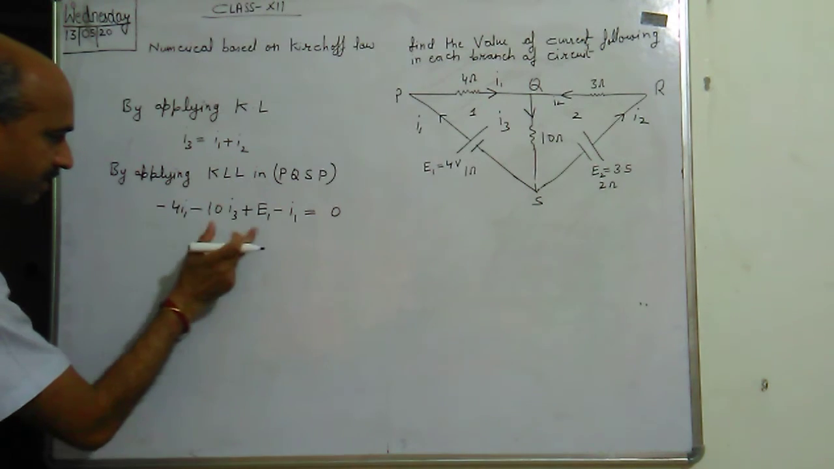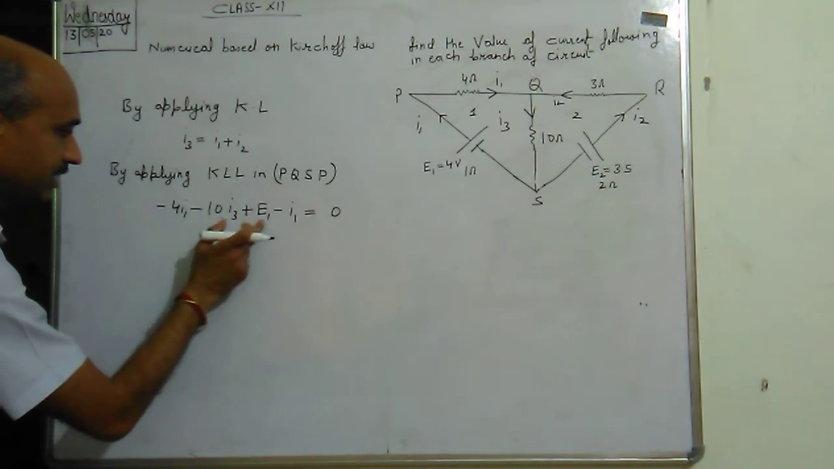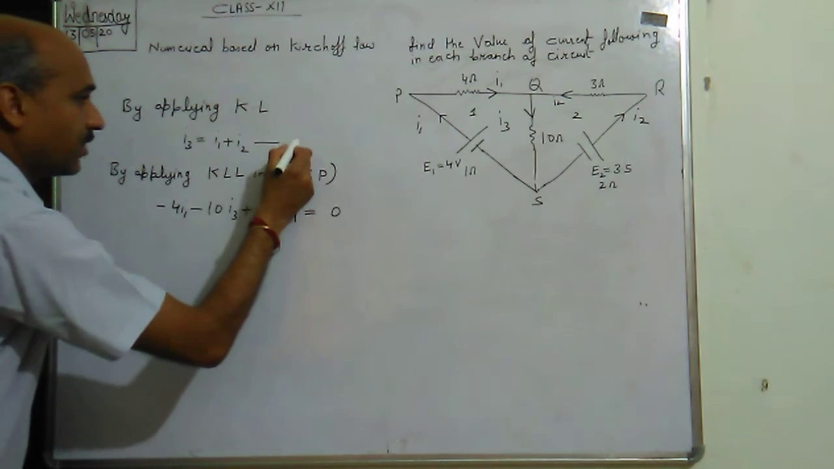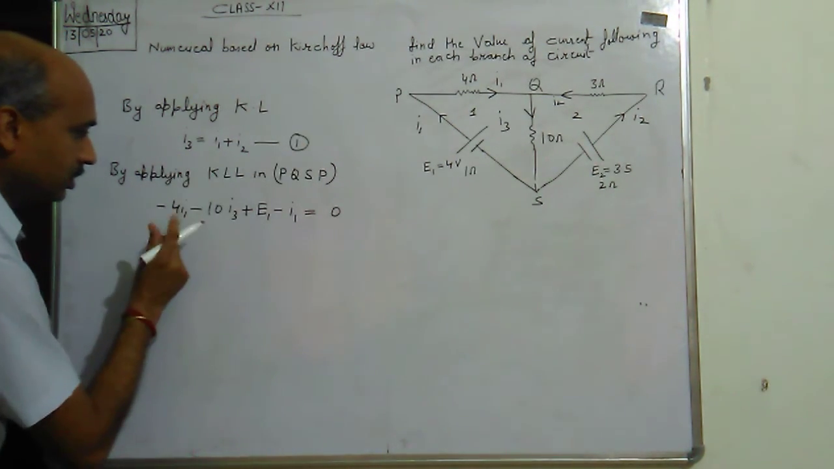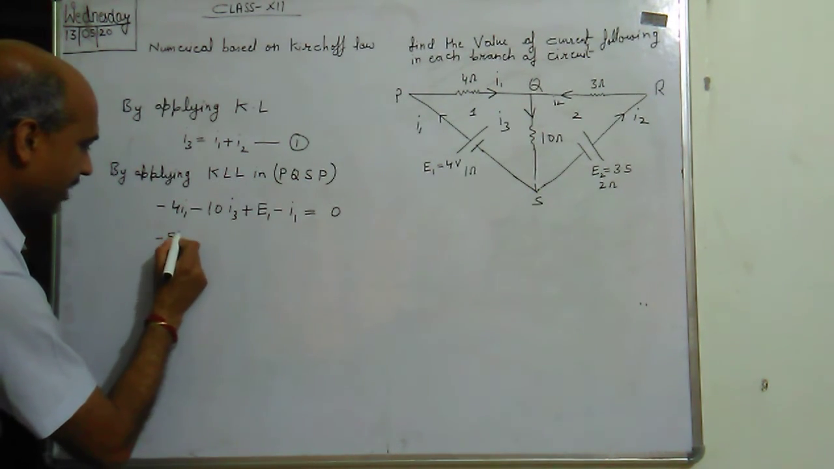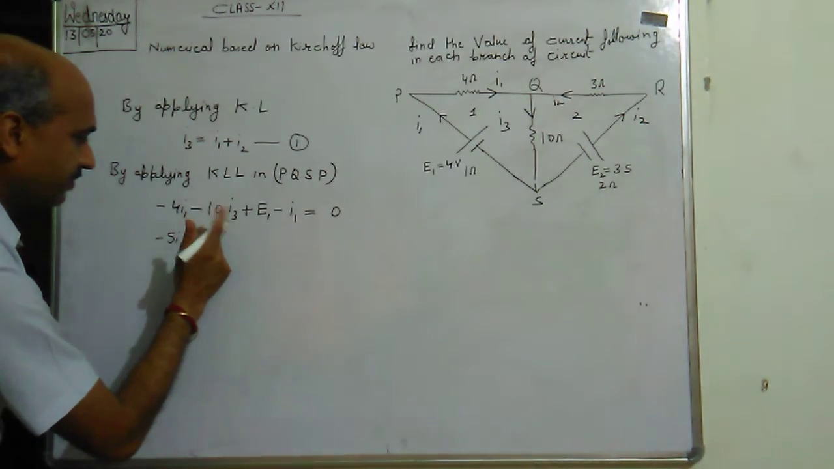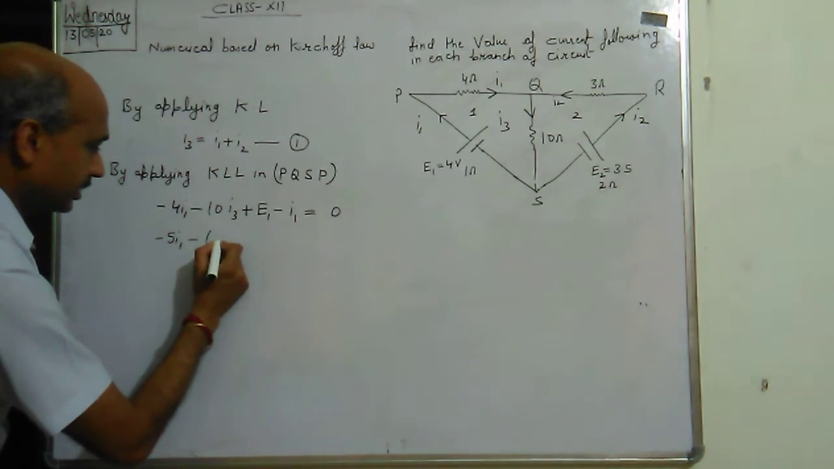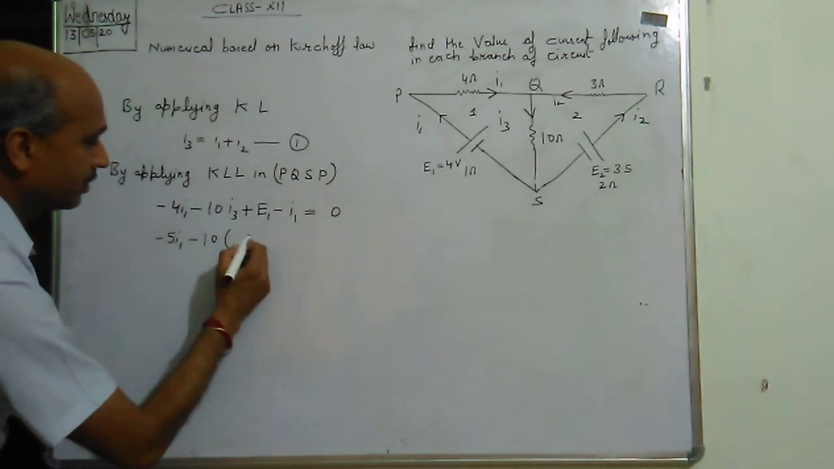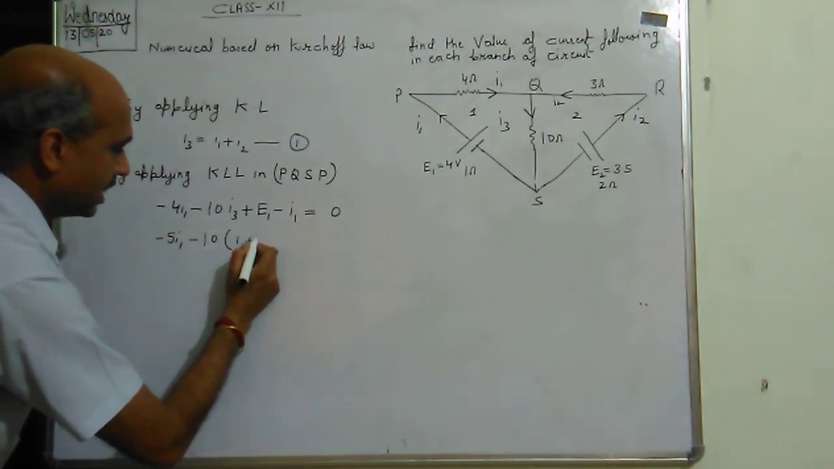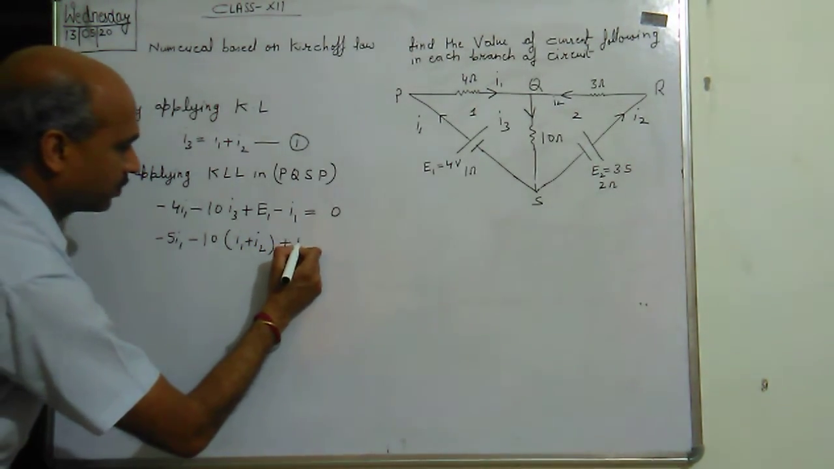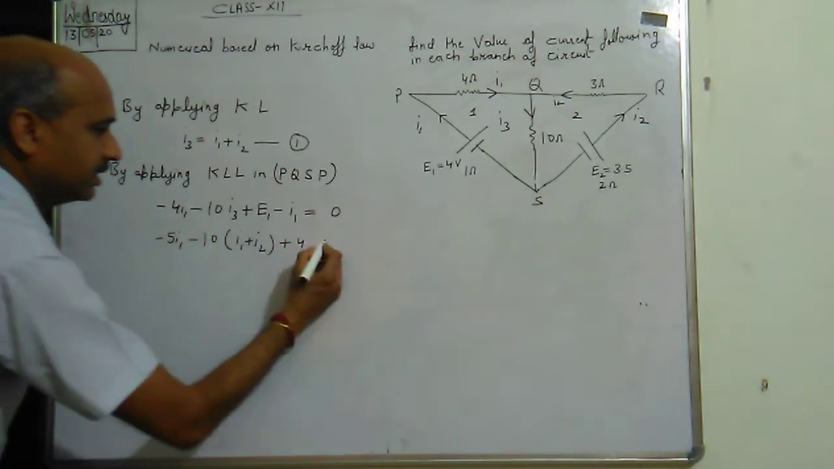Now simplify this equation. After simplifying, put in the values: E1 की value डाल दो, and this is I3 की value डाल दो. From equation 1, the value of I3 is I1 plus I2. So 4I1 and 1I1 gives minus 5I1, and a minus 10 comes, and the value of I3 is I1 plus I2. The value of E1 is 4 volt, and this we have added here equals how much?